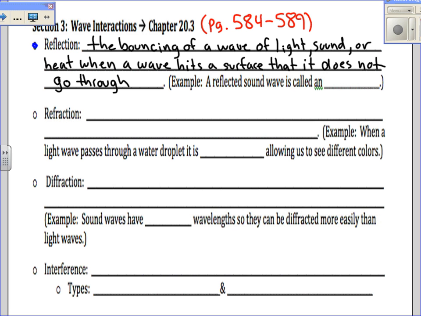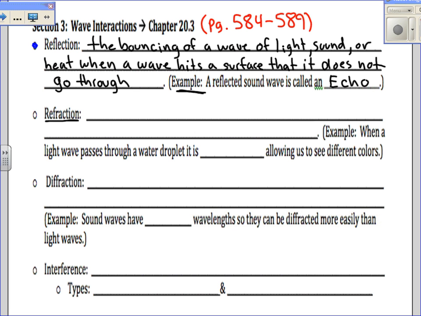Now, when waves bounce back after hitting a barrier, a good example of this would be light waves that are reflected off the moon. That allows us to see the moon. The moon isn't producing light on its own. Another example is a reflected sound wave, which is called an echo, and I think most of you know this. You've probably produced echoes before for the fun of it. Maybe you're on a camping trip and you're yelling across the lake and you could hear your echo.